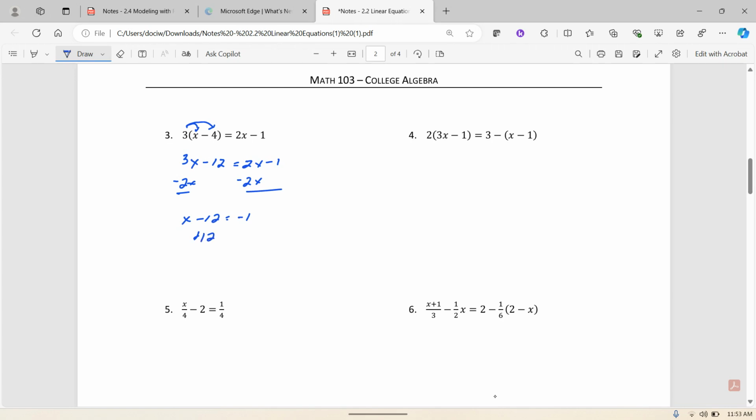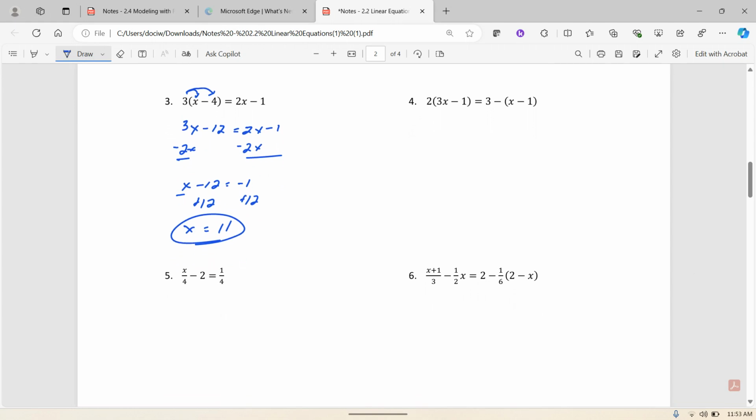When I add the 12 to both sides, what's nice here is that subtracting 2x, I had 3x minus 2x, which leaves me with just 1x. I'm not going to have to do a division. Adding the 12 to both sides gives me straight to the answer, and the answer is the full statement, x equals 11.